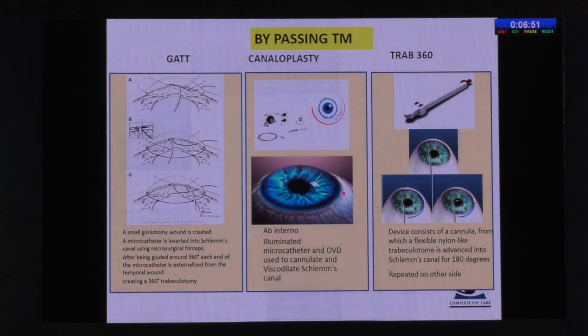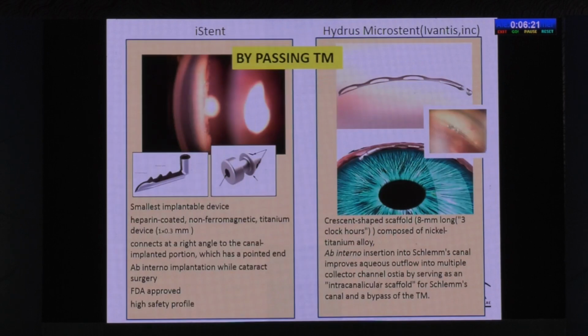Now the second subcategory is again bypassing the trabecular meshwork resistance by dilating the Schlemm's canal, which is done in a 360-degree manner using either a microcatheter which is put in the Schlemm's canal 360-degree, or you can use an OVD device, or you can also use a nylon based catheter like in Trab 360. So all around the Schlemm's canal is cannulated and either the wire is pulled out to create a 360-degree trabeculotomy, or you dilate the Schlemm's canal.